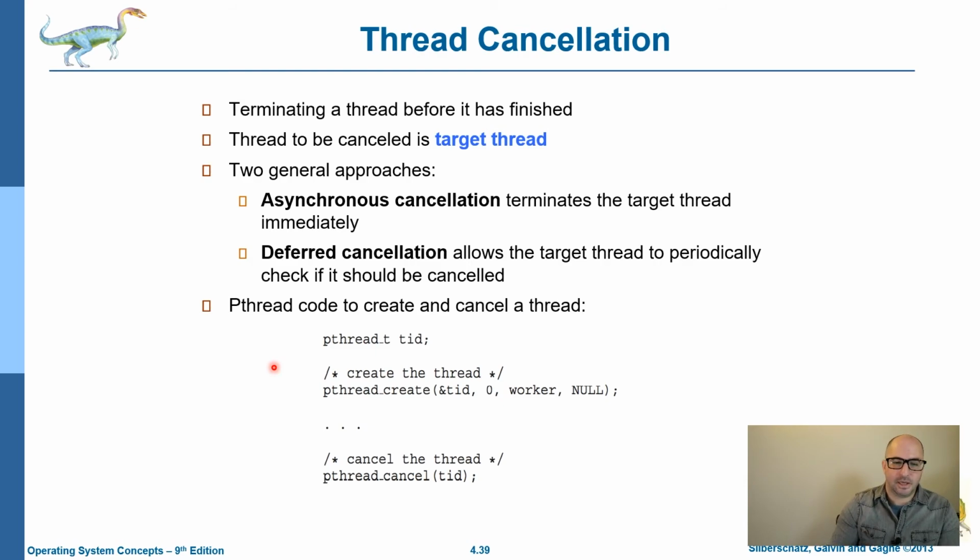Asynchronous and deferred cancellation indicate when the cancellation occurs. Asynchronous: the target thread immediately dies and the resources are released. Deferred lets the thread run to a good checkpoint where the resources can be released. So in the pthread library, when you want to cancel a thread, you do it by the thread ID, and you have options of asynchronous or deferred cancellation.